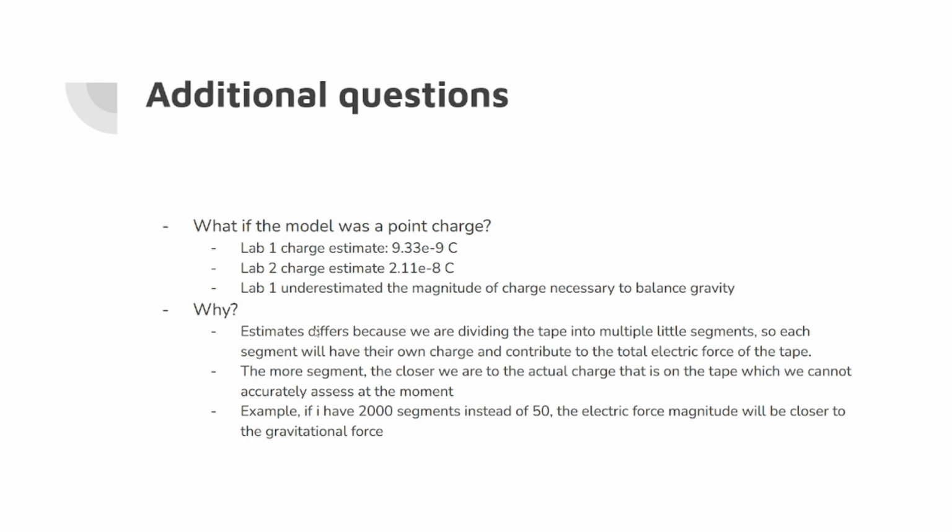The estimates differ because we're dividing the tape into multiple little segments. Each segment has its own charge and contributes to the total electric force of the tape, following the principle of superposition. The more segments, the closer we are to the actual charge on the tape, which we cannot accurately assess at the moment. For example, if I have 2,000 segments instead of 50, the electric force magnitude will be slightly closer to the gravitational force.